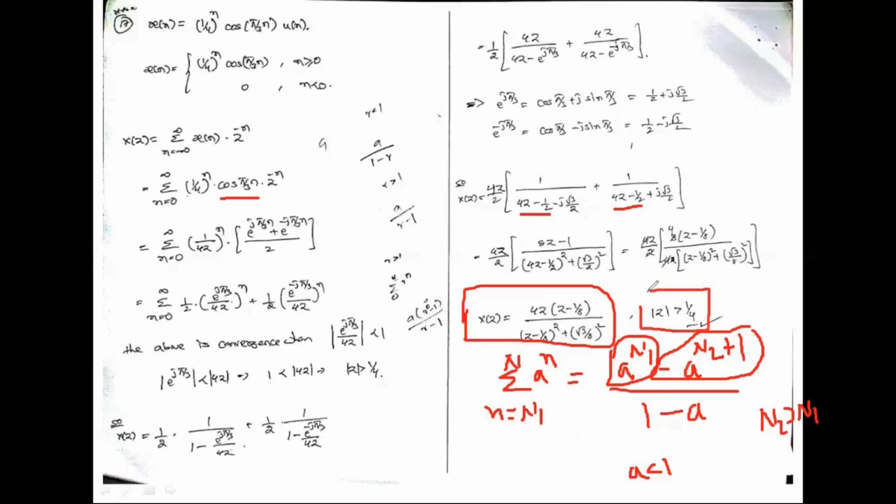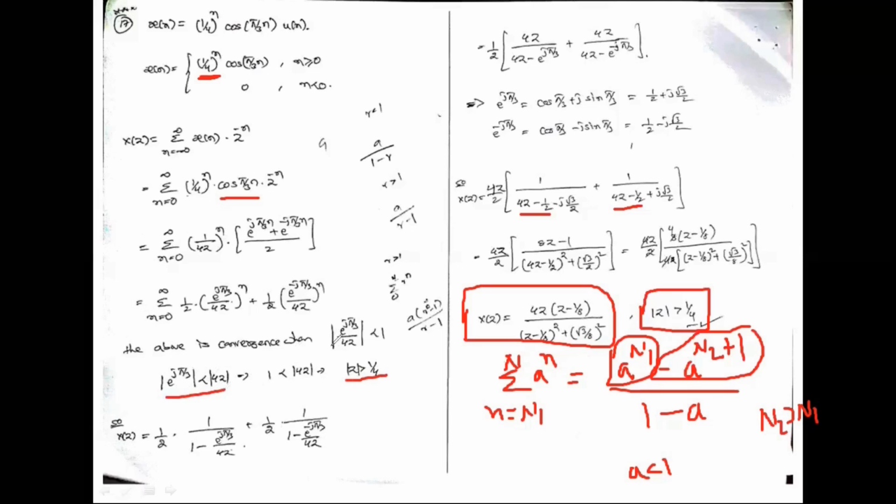And |z| is greater than 1 by 4, we can take it. |z| is greater than 1 by 4, and above convergence holds for this function also. Why is it greater than 1 by 4? Here the function has (1 by 4) whole power n. And also the other one, e power j pi by 3 is less than 4z, and 1 is less than 4z, and |z| is greater than 1 by 4. The two functions we have.